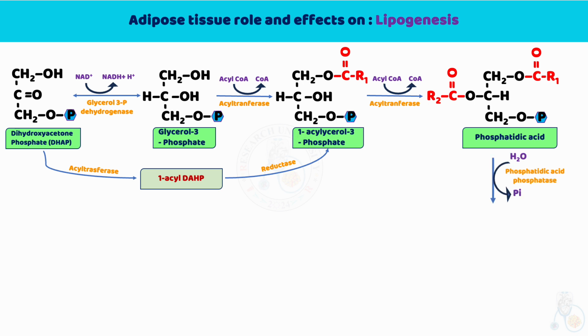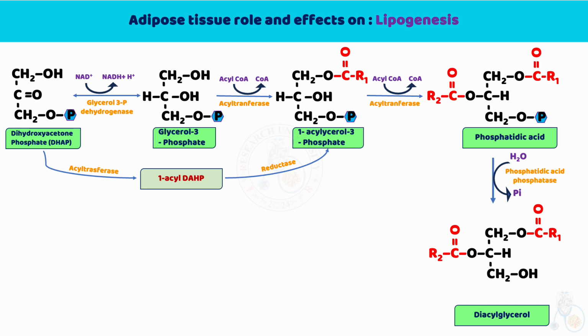In the presence of the enzyme phosphatidic acid phosphatase, a dephosphorylation process unfolds, utilizing water molecules. This molecular reaction results in the formation of diacylglycerol, a crucial intermediate in the synthesis of triglycerides.